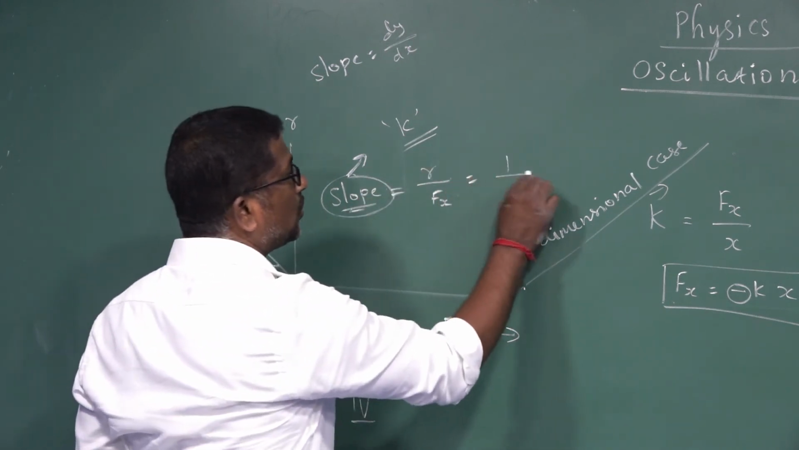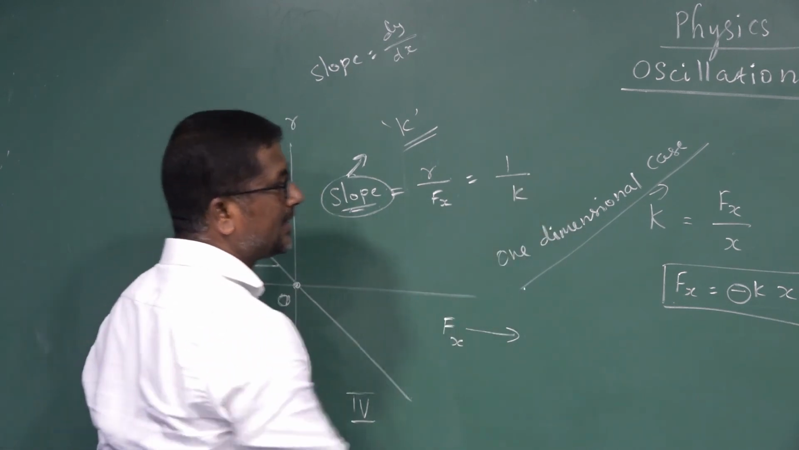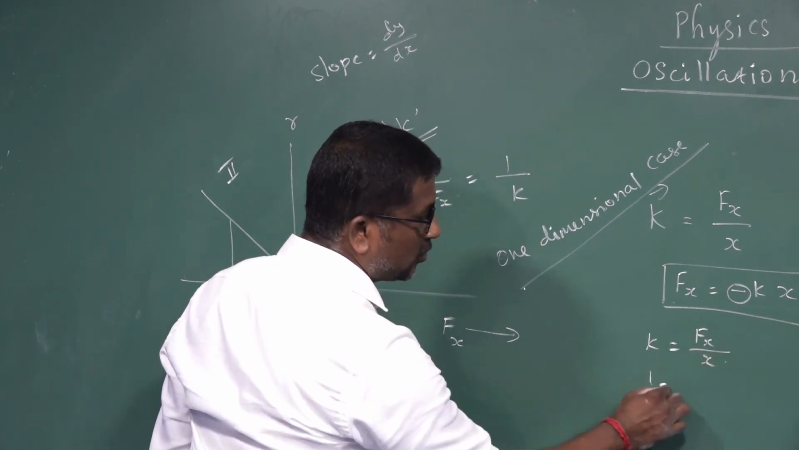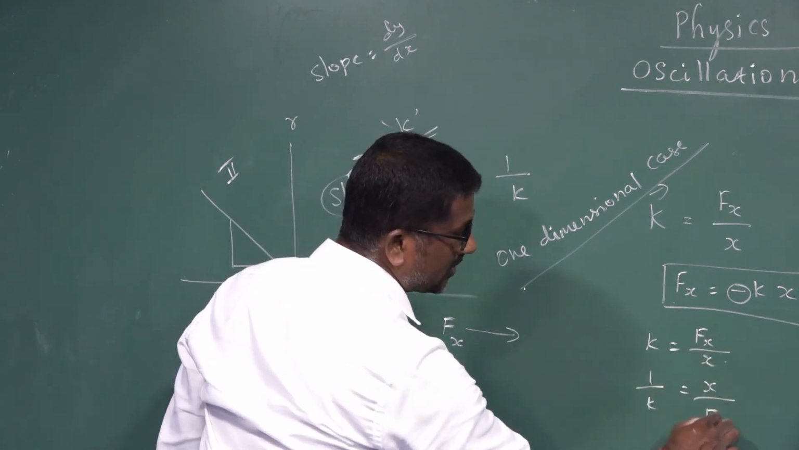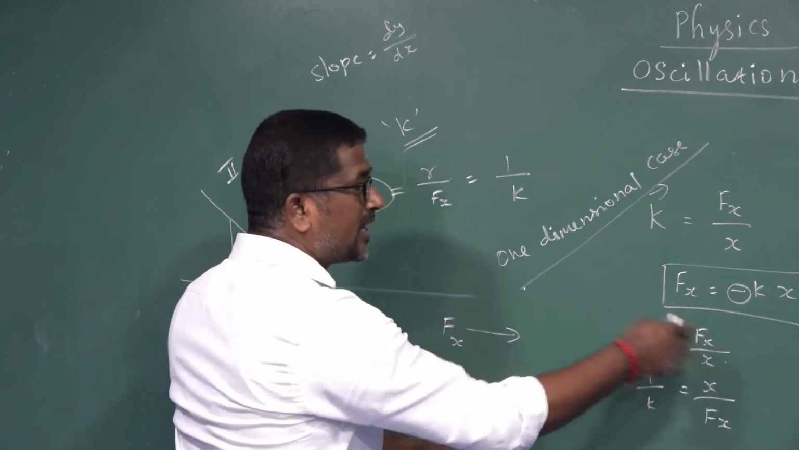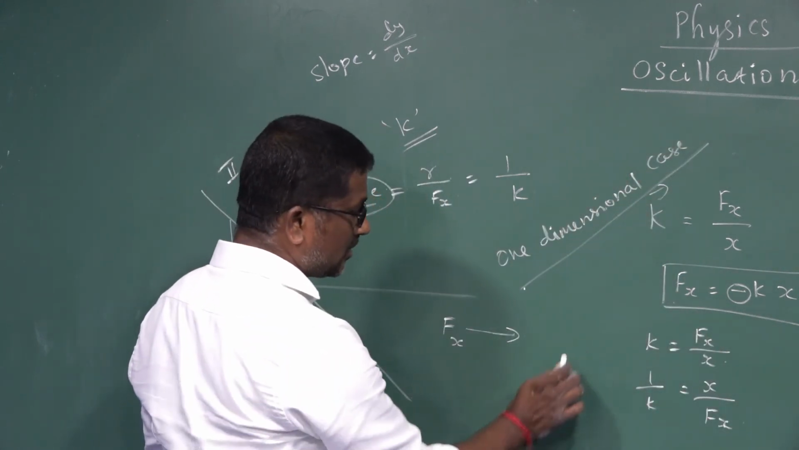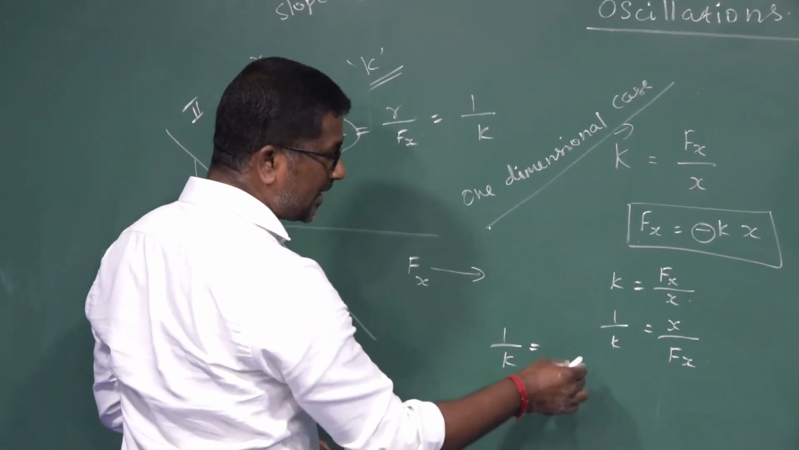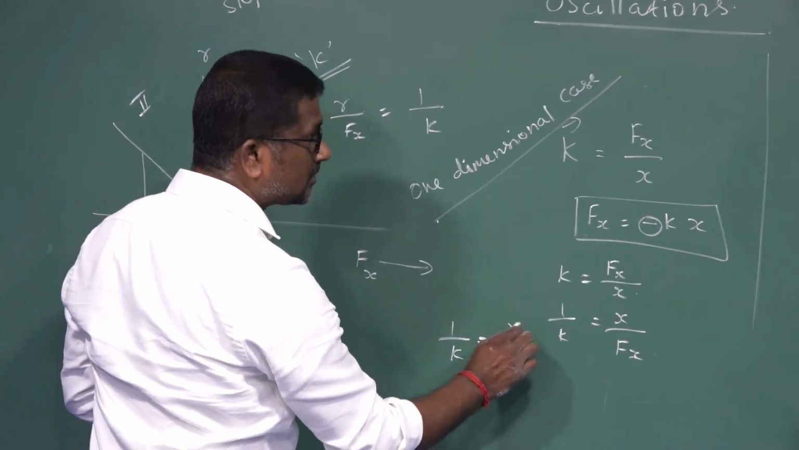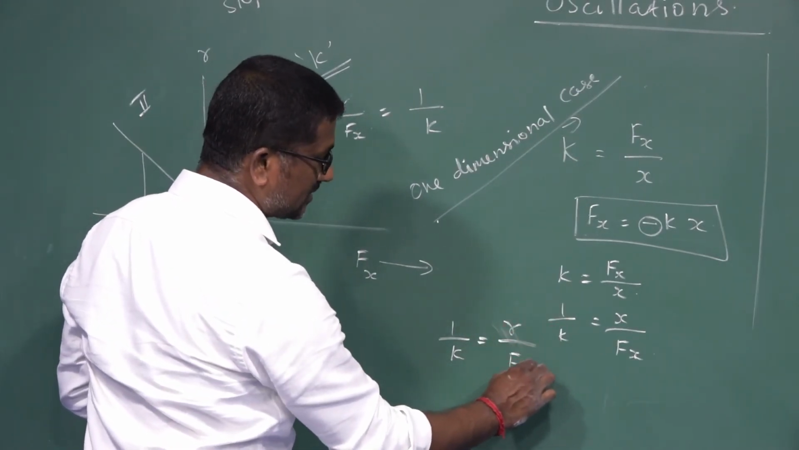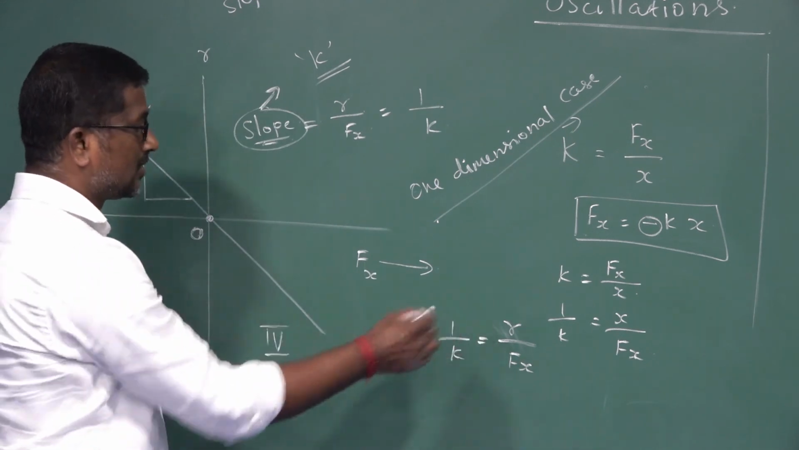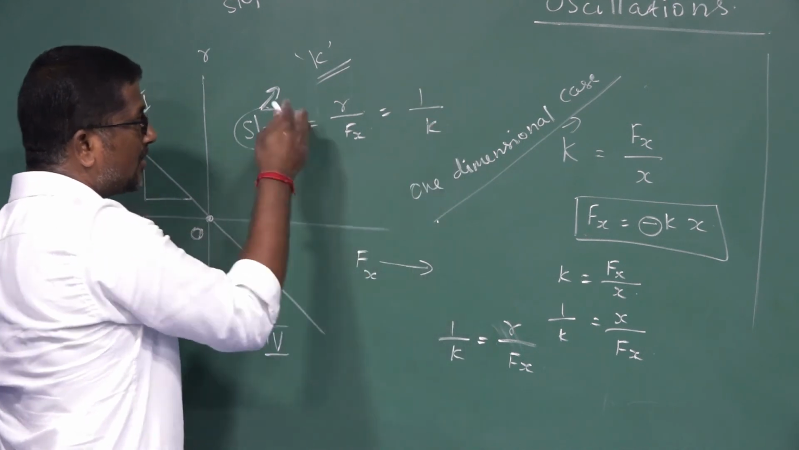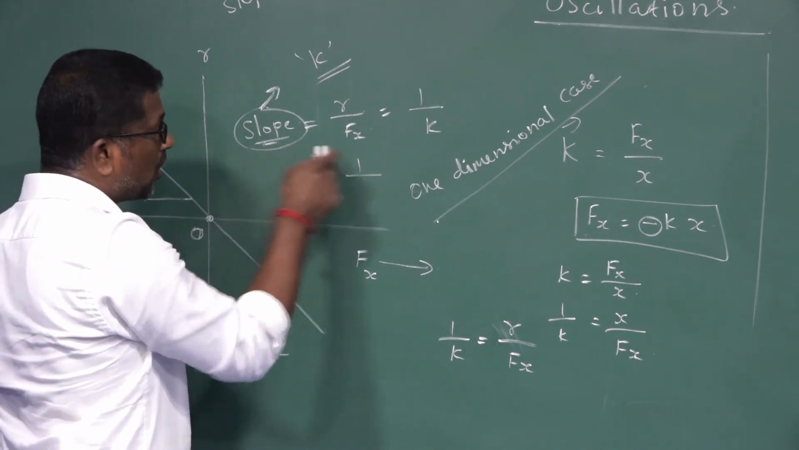So which is equal to 1 divided by k. Here k is equal to F_x divided by x. So 1 divided by k is equal to x divided by F_x. This is for the 1-dimensional case. For a 2 or 3-dimensional case, 1 divided by k is equal to r divided by F_x. So here r divided by F_x is equal to 1 divided by k. Therefore, k is equal to 1 divided by slope.